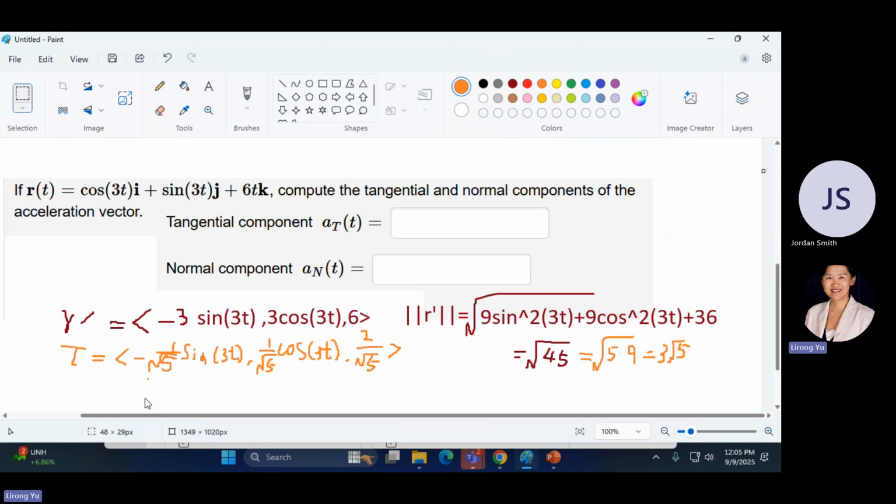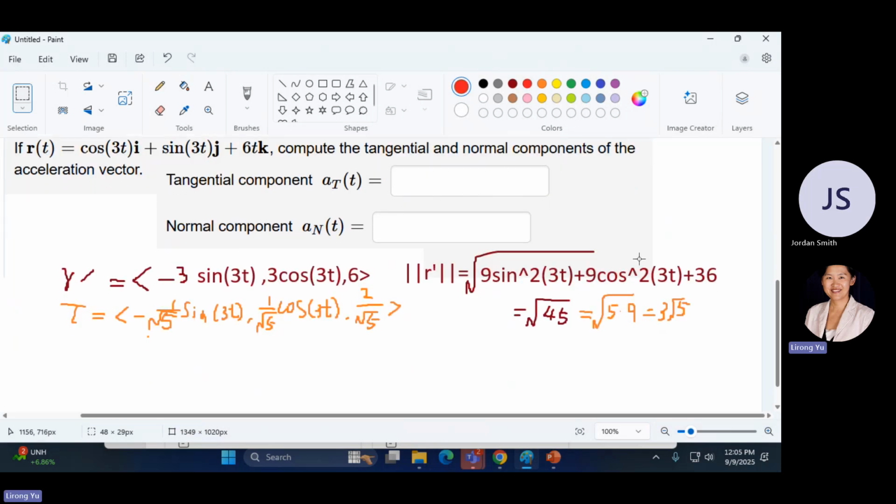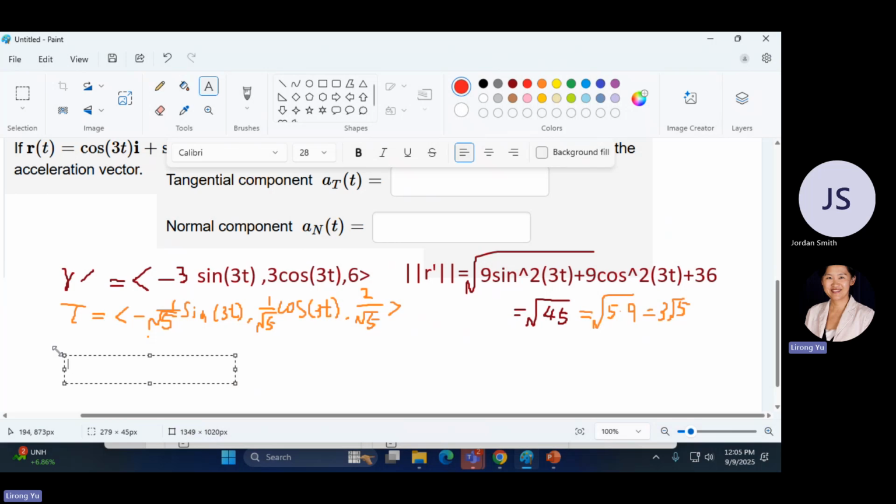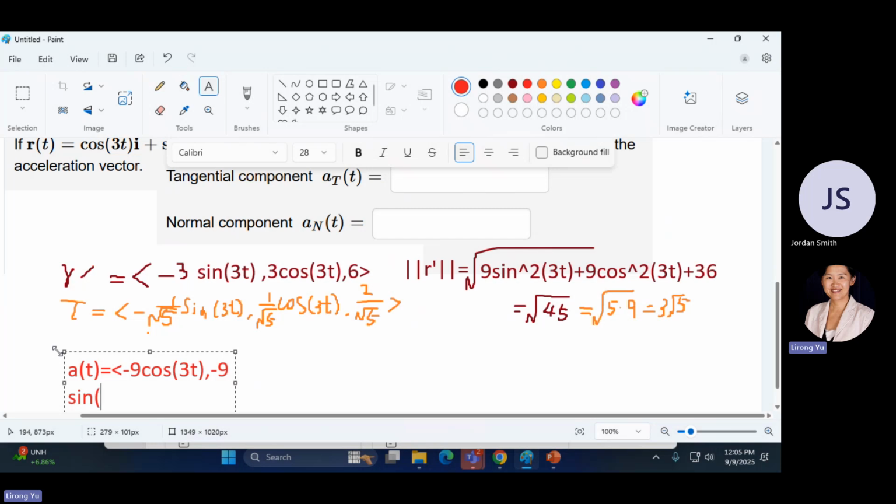We can find the derivative of this to find the normal vector. Well, we can do it faster. We can find the second derivative, which also would be the acceleration: r double prime, equal to the derivative of r prime, which is -9 cosine 3t. The derivative of 3 cosine 3t, and the derivative of negative sine is -9 sine 3t.